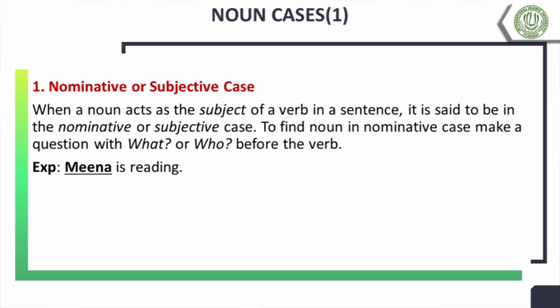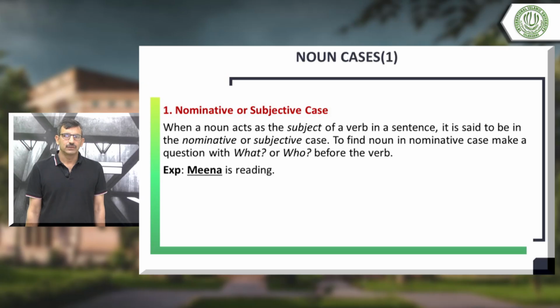Let's start with the first case, which is nominative or subjective case. In this, a noun acts as the subject of a verb in a sentence. It is said to be in the nominative or subjective case. To find a nominative case, we make a question with what or who before the verb. We can find it in a sentence like is reading. Who is reading? Ahmed is reading, Meena is reading. So, Ahmed and Meena are the nominative or subjective cases in these sentences.